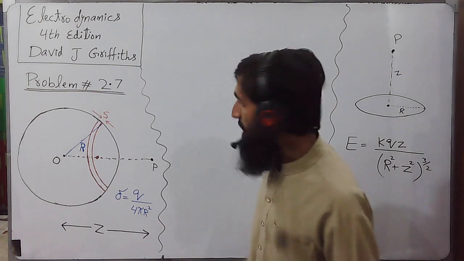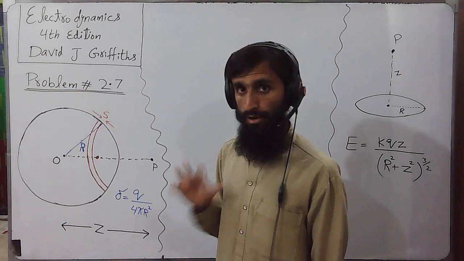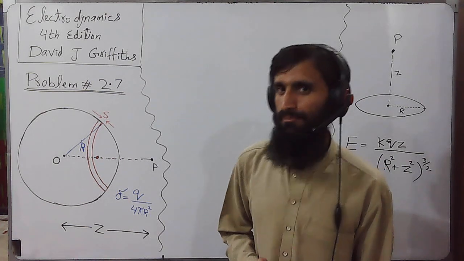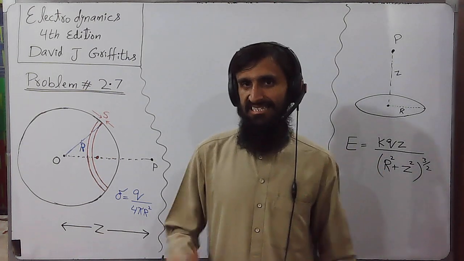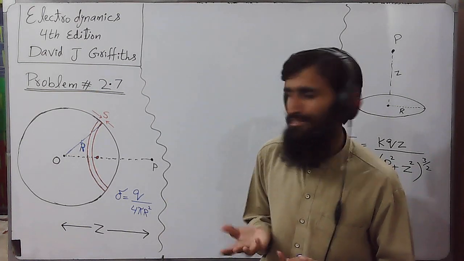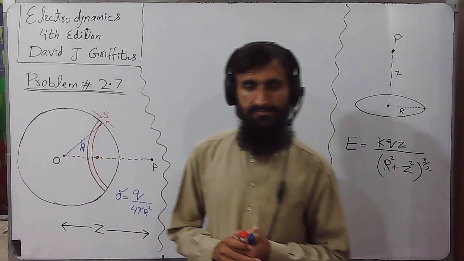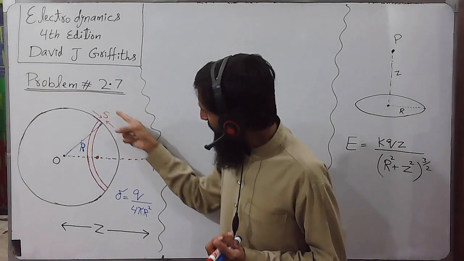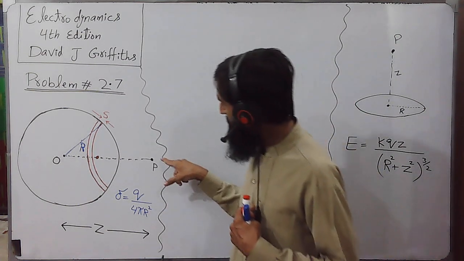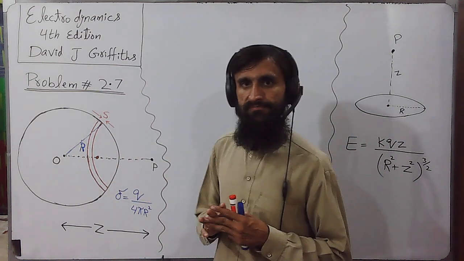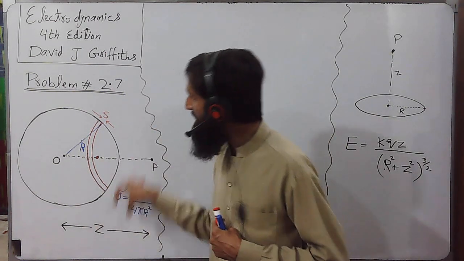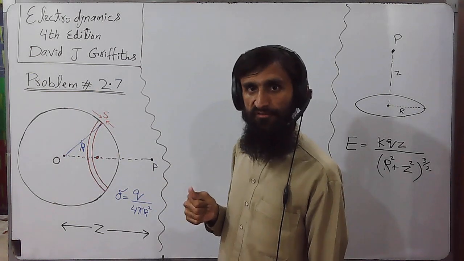To find our required field at this point P, we will divide this complete shell into coaxial loops. That means all the loops will have the same axis, or in other words, all the loops will have their centers on the same line. One of those loops has been shown here. First, we will find the electric field at this point due to this loop, and then finally we will integrate over this complete shell to get our required field at this point.